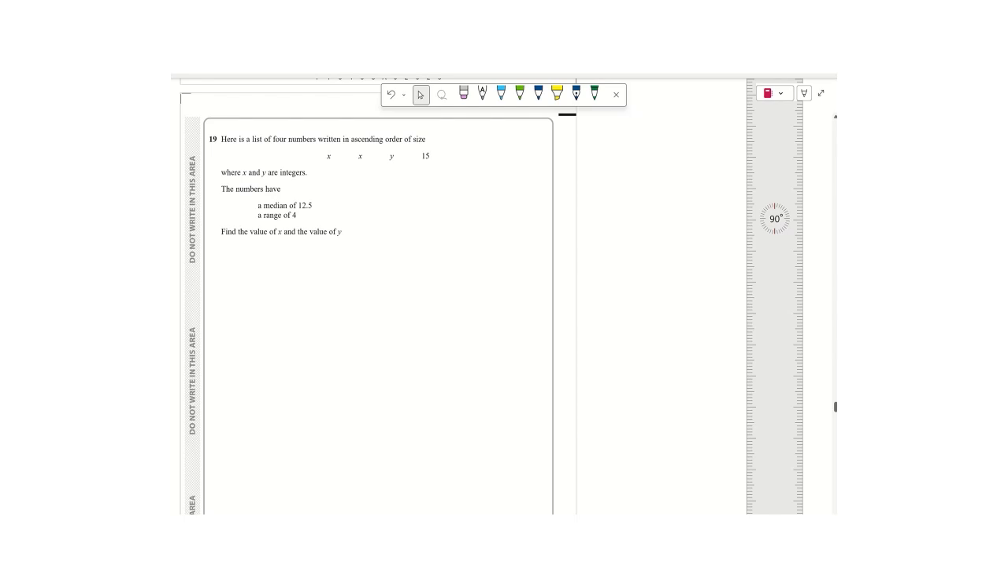Question 19. We've got 4 numbers in ascending order, so you know that x is smaller than y and y is smaller than 15. You know they have a median of 12.5 and a range of 4. So let's start with the one that's easiest. The range of 4. Range is the biggest minus the smallest. So the biggest is 15, the smallest is x, and the answer is 4.